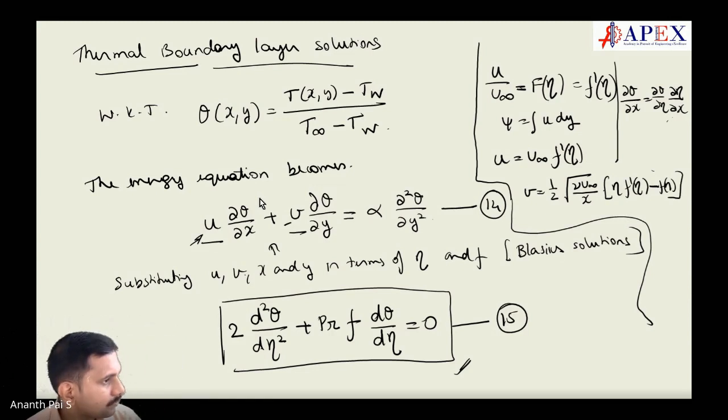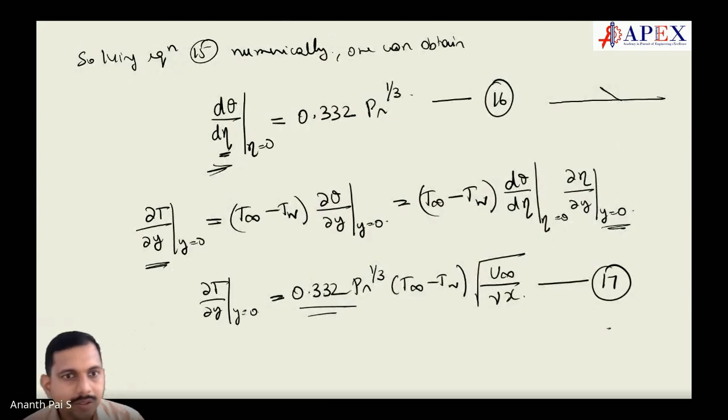Okay. Now, when we do that, we get a similar equation. What is required for conduction, or for heat transfer? Temperature gradient, as per Fourier law. So the temperature gradient is written by dou theta by dou eta, which can be converted to dou T by dou y at y is equal to 0, and this is what we get, right?